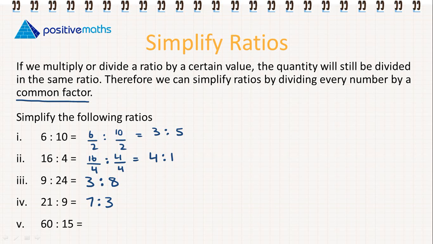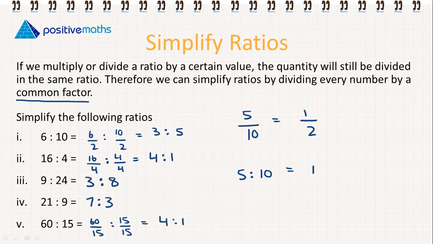And 60 is to 15. The common factor here is 15. So 60 divided by 15 is to 15 divided by 15. So we get 4 is to 1. Okay, it's the same concept as we might have seen when we were simplifying fractions. So let's just say we had 5 over 10. Then we could simplify that into 1 over 2. So if we have a ratio of 5 is to 10, it's the same way that we're simplifying it. So it would be 1 is to 2.